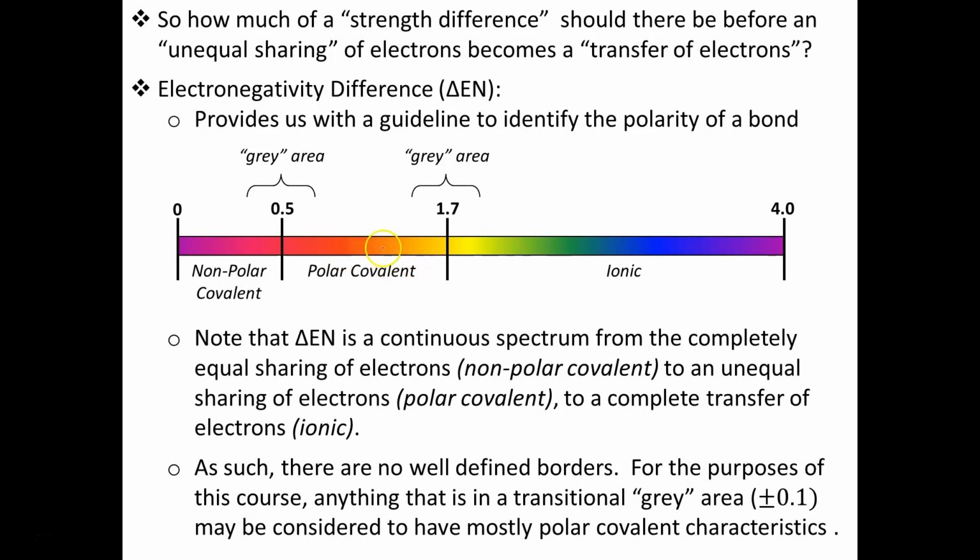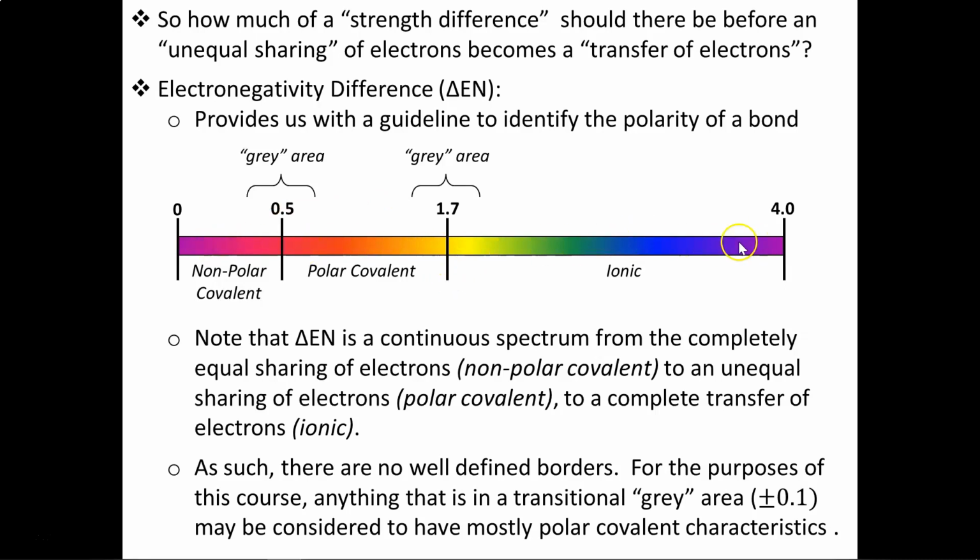Now the important thing to keep in mind is that the electronegativity scale is a spectrum. It is not a scale with set defined borders. Yes, I put a number over here, but that's just there to give you a rough approximation. It's just a guideline, if you will.